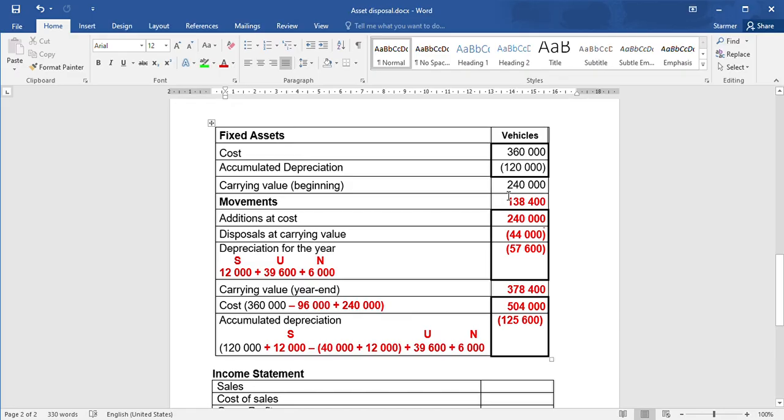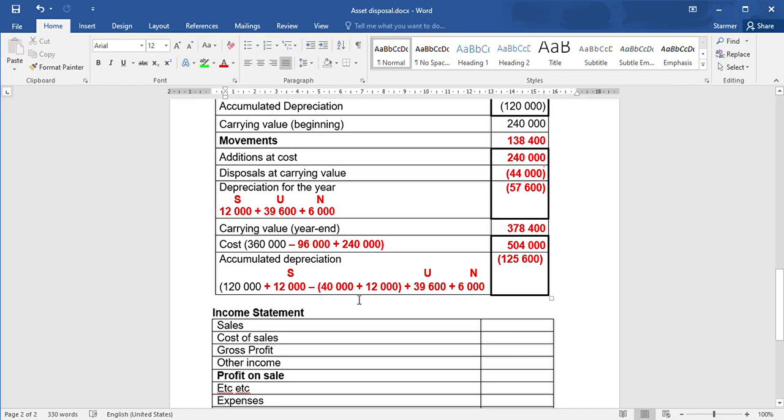And then if you take 240,000 plus 138,400, that will give you 378,400. So that's just a way to check that you haven't left anything out, perhaps at the bottom here. And if you think about it, it should make sense to you, because this part here, the top part here, is what you had at the beginning of the year. The movement is what happened during the year. So if you add and subtract depending on what happened during the year, you must get to what you've got at the end of the year. Beginning of the year plus or minus movements must give you the end of the year.